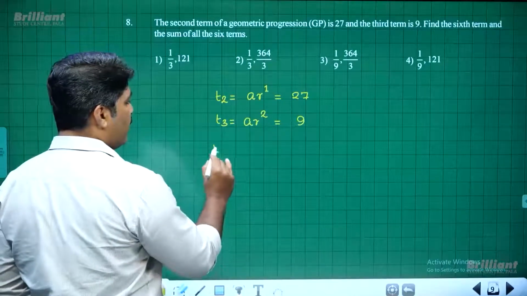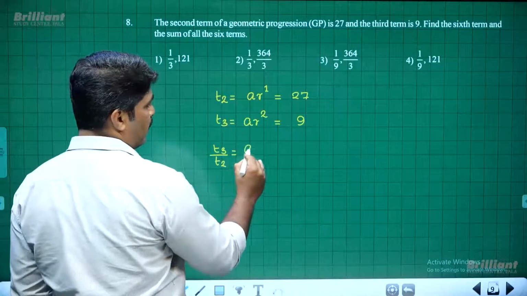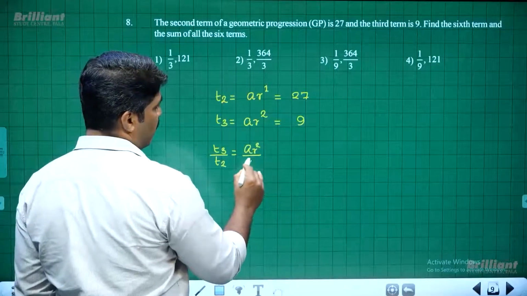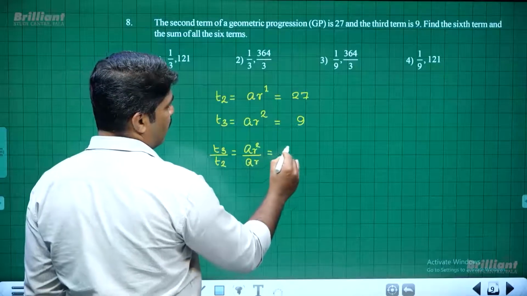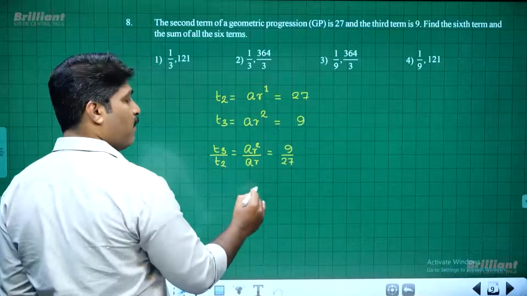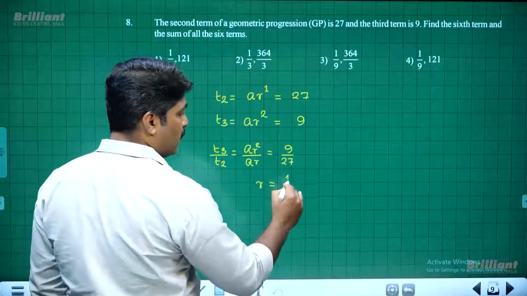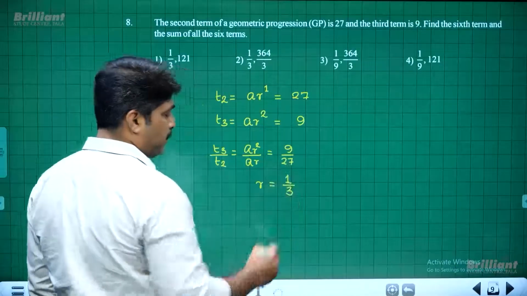If we divide the third term by the second term, what do we get? This is AR square by AR, that means 9 by 27. What do we get? Here we get R. So what is R here? This is 1 by 3.